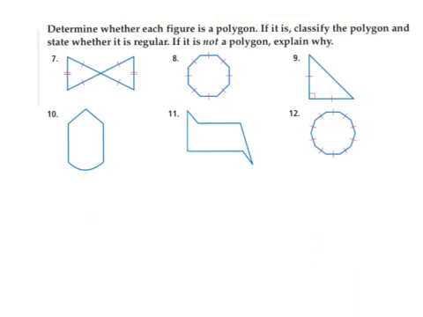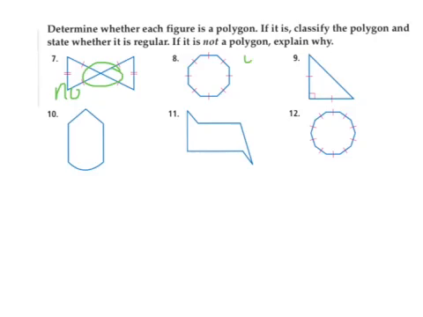So let's see here. It says here to determine if each figure is a polygon. If it is, classify the polygon and state if it's regular or not. And if it's not a polygon, explain why. All right, so on this first one, no, it is not a polygon. And the reason it is not a polygon is because it crisscrosses right there. This isn't two triangles put together because it does say that it is just one figure. So no, this is not a polygon.